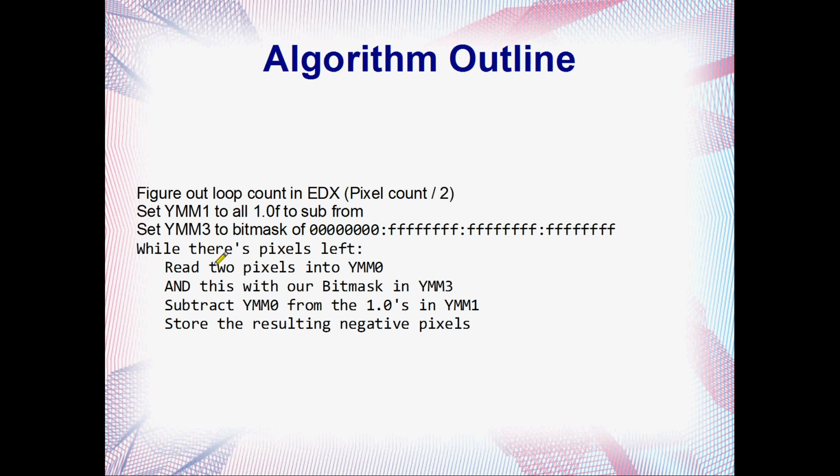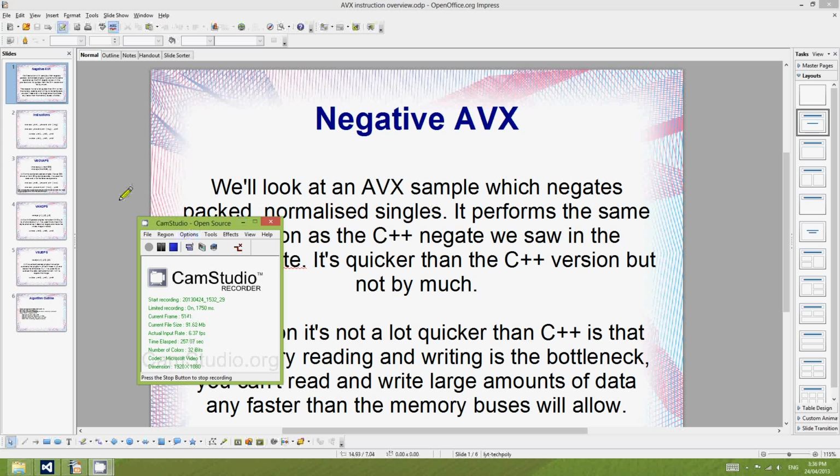The main loop is really simple. While there's pixels left, we read 2 pixels into YMM0. I've ANDed this with the bitmask in YMM3, and then subtracted the values in YMM0, which is the pixel data, from the 1s that I have stored in YMM1. After that we store the resulting negative pixels. So that's about all there is to it, really.